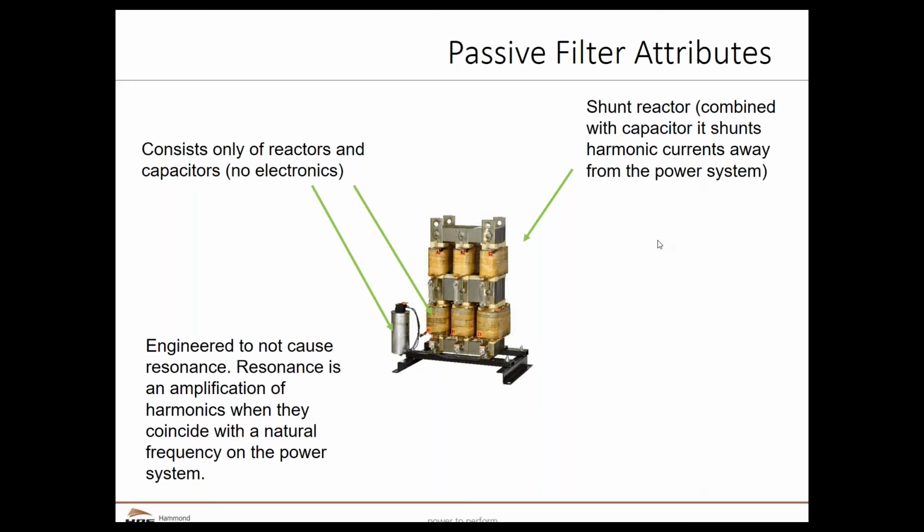Natural frequencies are created by the combination of system inductance and capacitance. This passive filter illustrated here has a shunt reactor that is rated for the full VFD current, which makes it very robust, and there is no need to fuse the shunt circuit. The shunt circuit with the reactor in combination with the capacitor is what shunts the harmonics that are produced by a VFD or other harmonic producing source away from the power system. So very little harmonic current gets back into the power system.